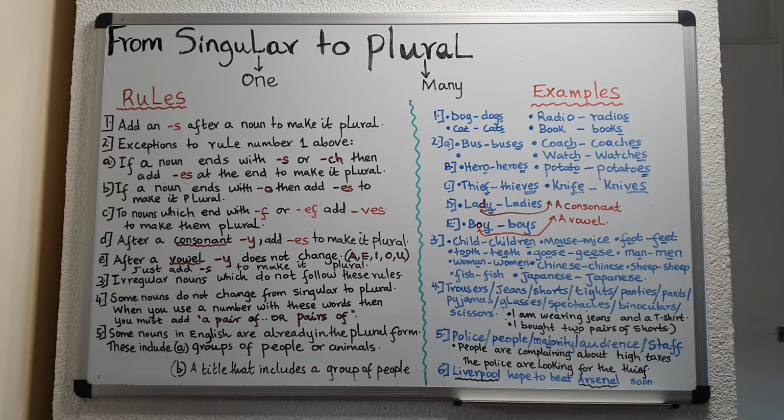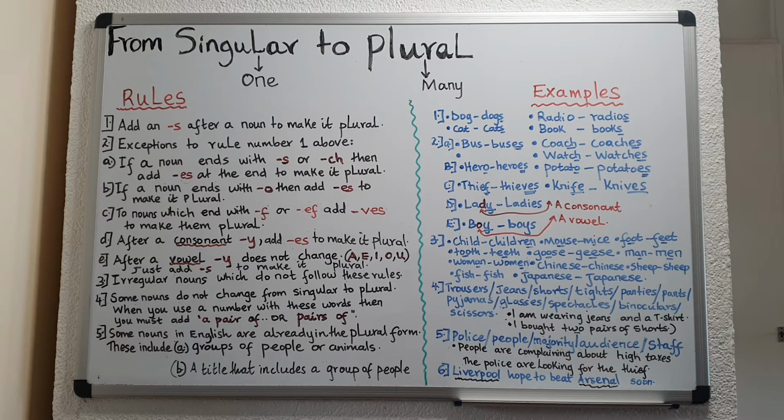Thief. That word ends with F. To make it plural, we add VES. So we remove the F and then we replace it with VES and it becomes thieves. So thief is one and then thieves are two. So you remove the F and then you put VES and it becomes plural.